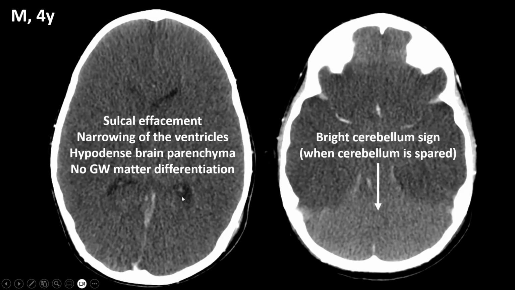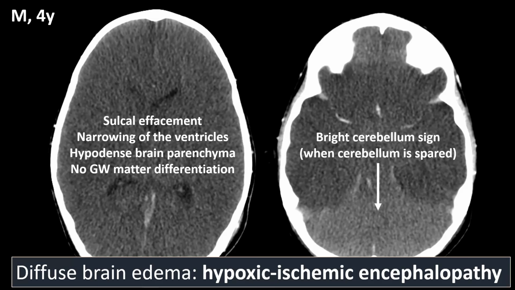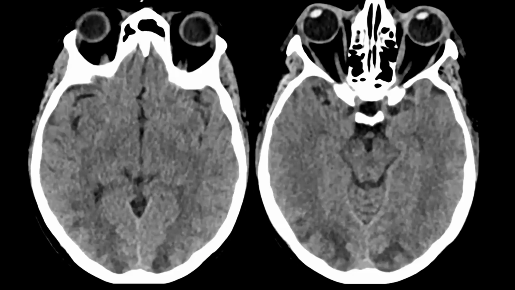The only thing we see is that the cerebellum is spared and looks relatively bright compared to the swollen brain parenchyma above it. And this is called the bright cerebellum sign, but is definitely not always present, and the cerebellum can also be involved. So this is what diffuse brain edema looks like, as can be seen following a severe hypoxic ischemic incident, for instance, a drowning, a cardiac arrest, strangulation, or something else.